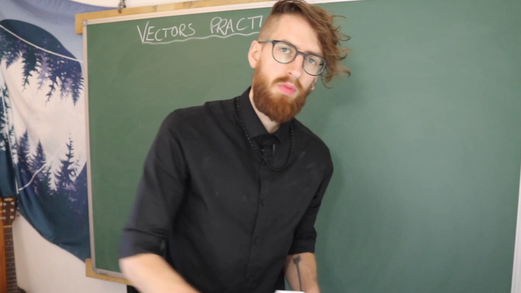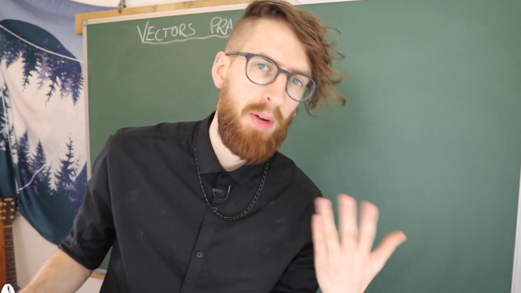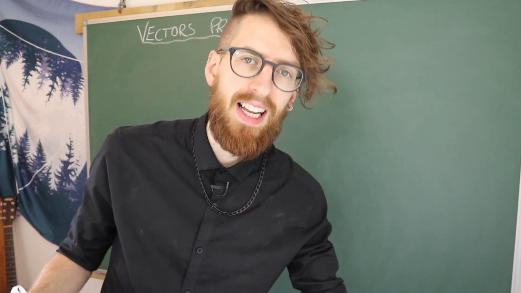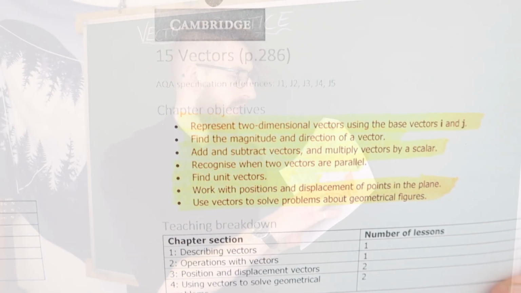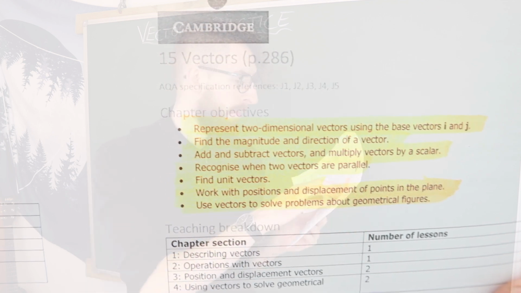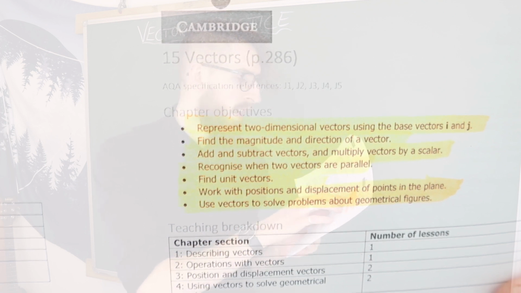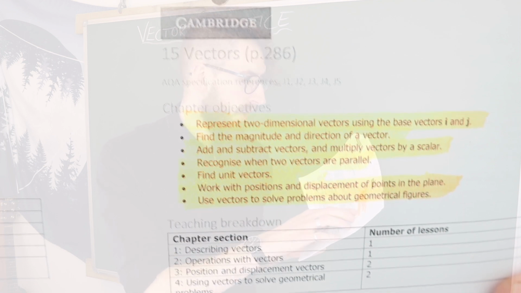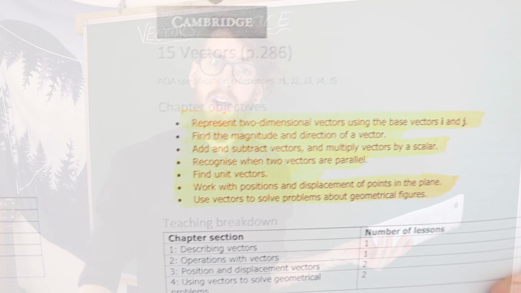So, here's what you are expected to have learned by the end of AS level vectors. This is for AQA, but it's pretty much the same across the board in any A level. How to write vectors, finding magnitude and direction vectors, adding and subtracting vectors and multiplying by scalars, we did all that. Recognizing when vectors are parallel, we did that. Unit vectors, we did that. Position and displacements. And then geometrical figures, we did that with parallelograms and rhombuses.